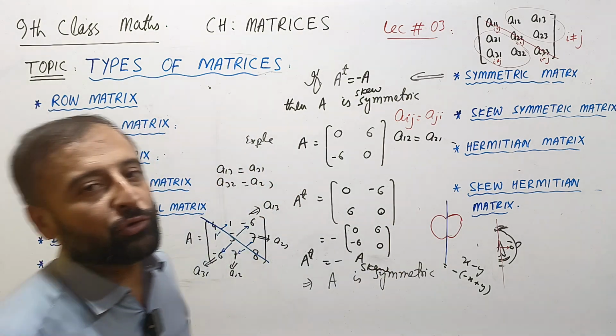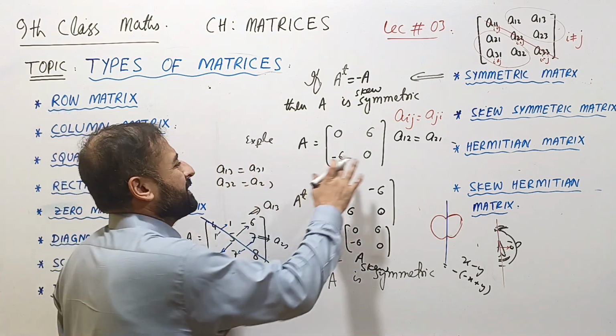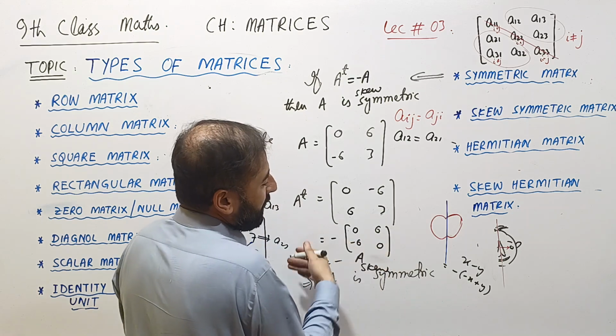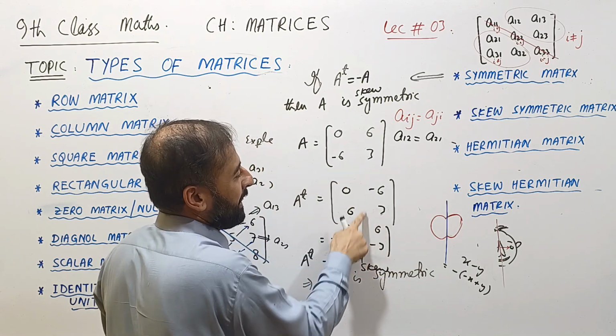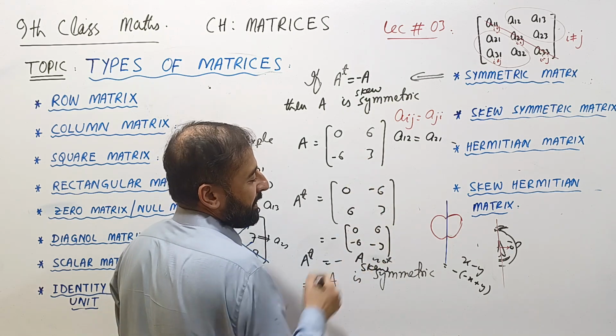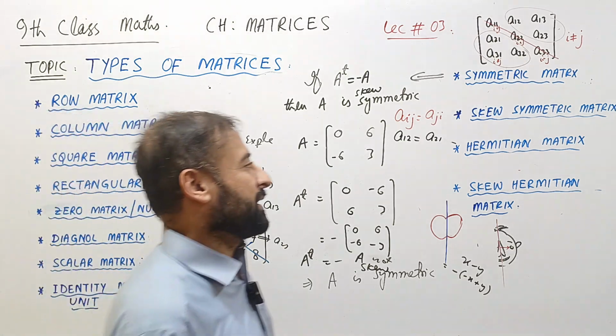At the beginning, I told you the elements of the principal diagonal must be 0. If, for example, this is 3, and you take minus here, you will get minus 3. How will you call it A? It is not A. It is 3, it is minus 3. Corresponding elements are not the same. Then it is not a skew symmetric matrix. You got it? It is a skew symmetric matrix.